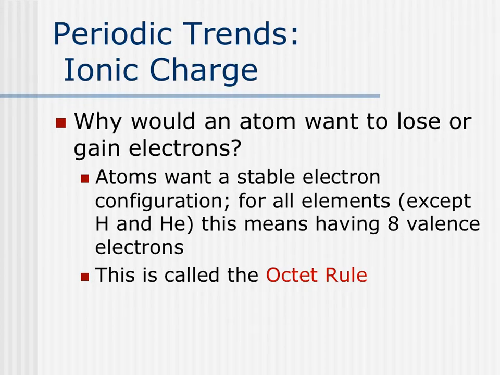Here's something that we've discussed before, but it's so important that I want to make sure that everybody understands it. So the question that we might ask is, why would an atom want to lose or gain electrons? It does this because atoms want to have a stable electron configuration. And for all elements, except for hydrogen and helium, this means having 8 valence electrons, and this is called the octet rule. Now, if you remember back to a video or two before, remember it was those noble gases that had full valence shells, and so they obeyed the octet rule.